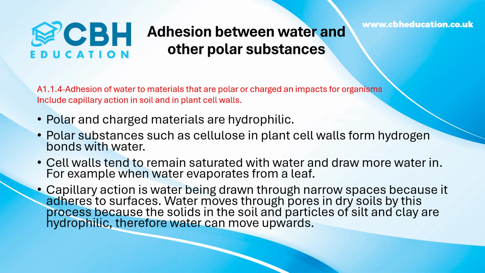Polar and charged materials are hydrophilic. Polar substances such as cellulose in plant cell walls form hydrogen bonds with water. Cell walls tend to remain saturated with water and draw more water in, for example, when water evaporates from a leaf. Capillary action is water being drawn through narrow spaces because it adheres to surfaces. Water moves through pores in dry soils by this process because the solids in the soil and particles of silt and clay are hydrophilic. Therefore, water can move upwards.